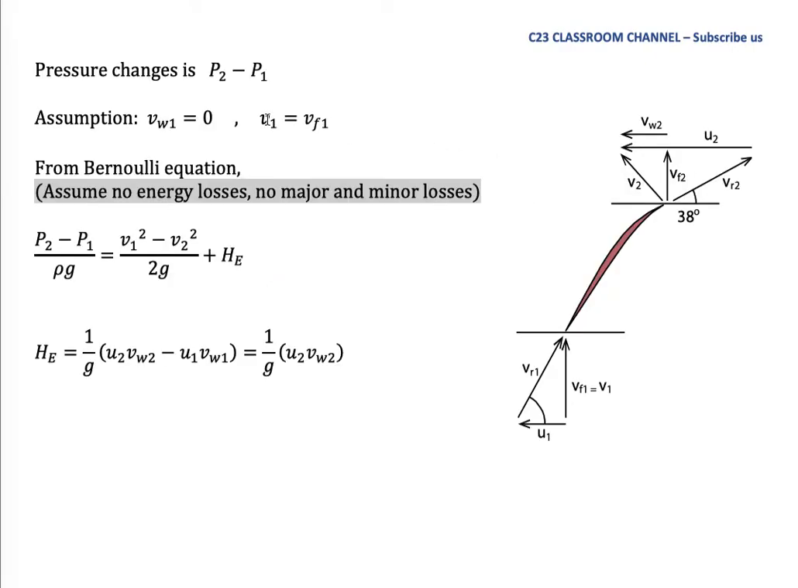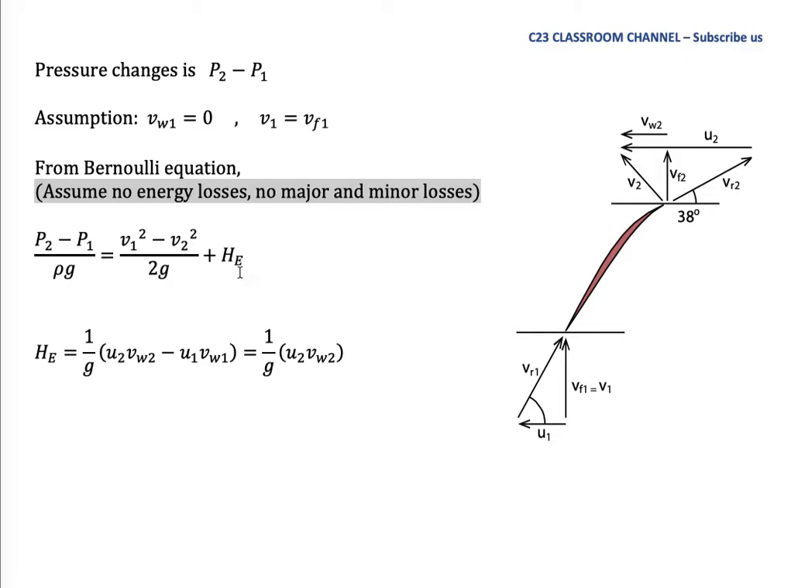So the pressure change is P2 minus P1. Our assumption is Vw1 is equal to 0 and V1 is equal to Vf1. You can get this assumption from the velocity triangle at the inlet here. And from the Bernoulli equation, because there are no energy losses, we don't put any major loss or minor loss in the Bernoulli equation.